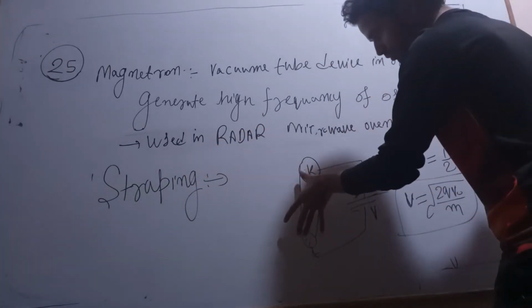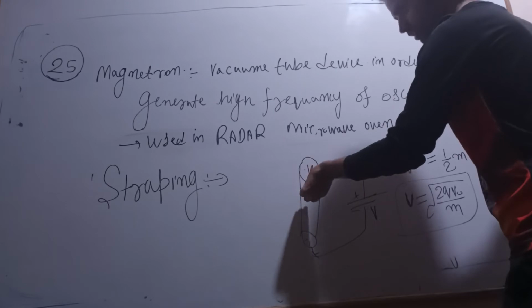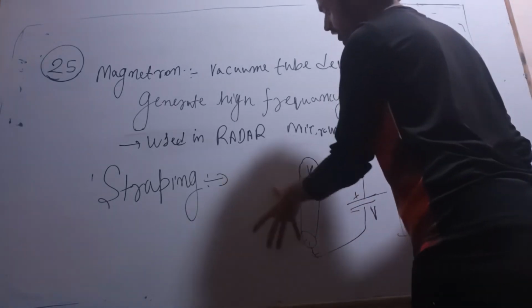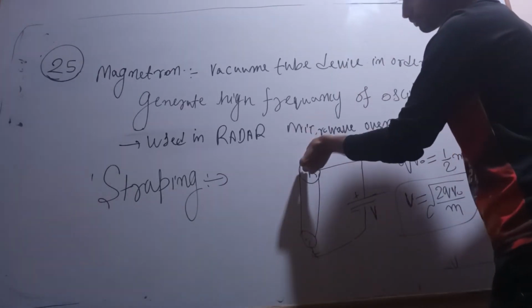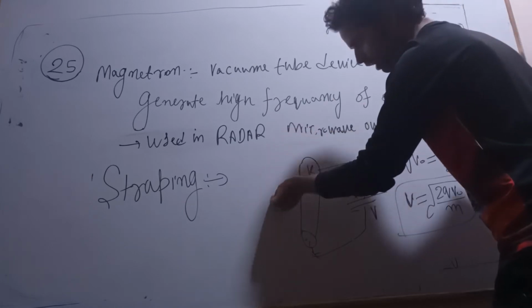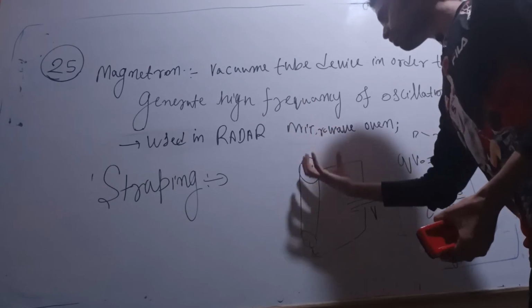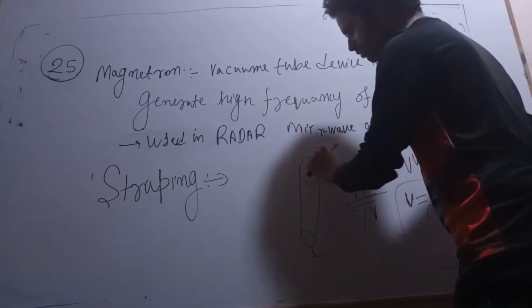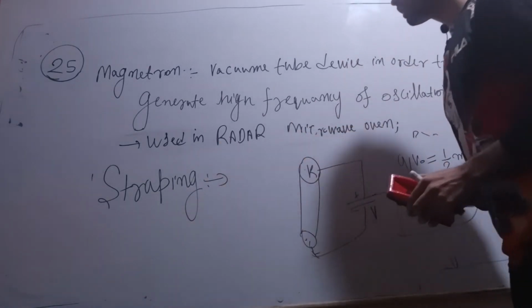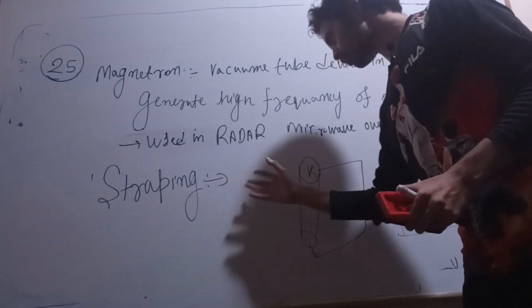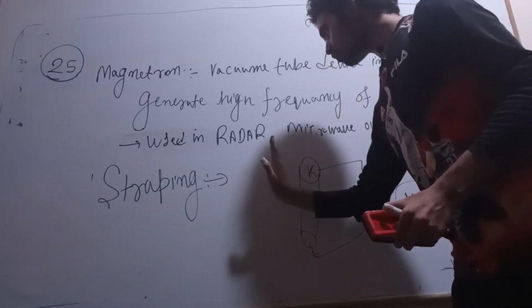This is the cathode. We are heating this cathode to 1000 degrees Celsius. Once you heat it up to 1000 degrees Celsius, electrons will get emitted from this cathode. These electrons will go toward the anode.